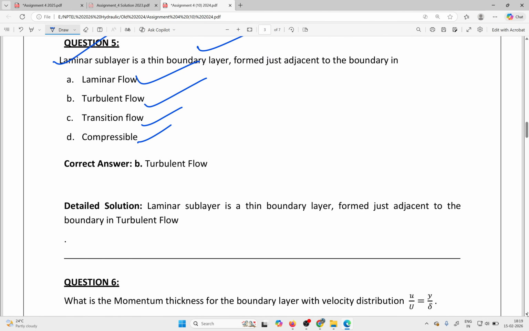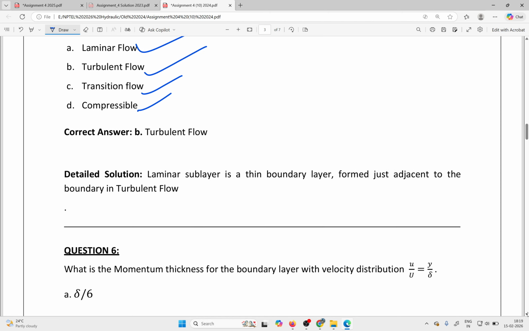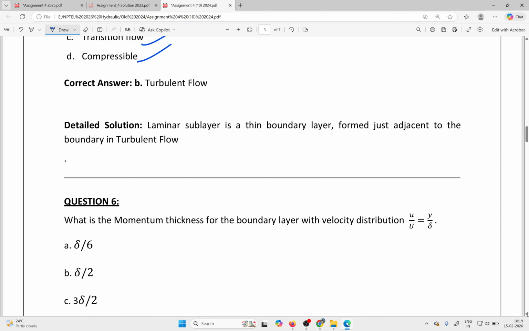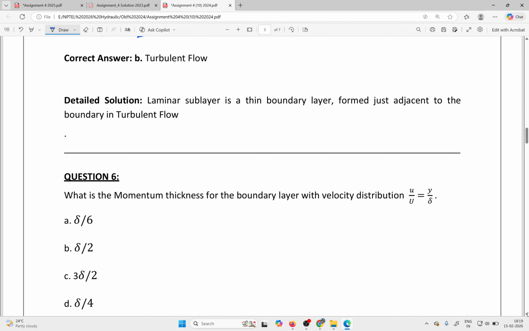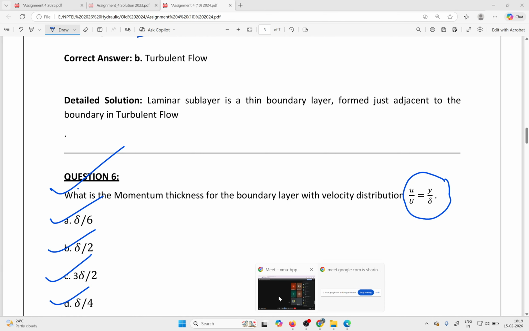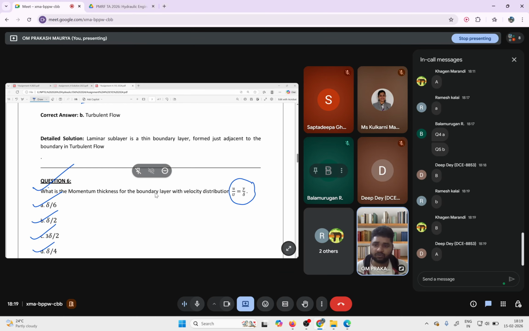Okay, now we'll move on to question number 6. Here, what is the momentum thickness for the boundary layer with velocity distribution small u by capital U equal to y by delta? The options are delta by 6, delta by 2, 3 delta by 2, delta by 4. Please write your answer in the chat box. Which option will be correct for question number 6?